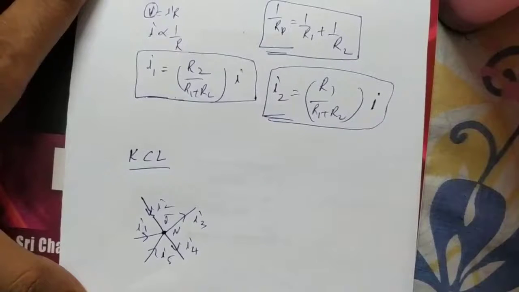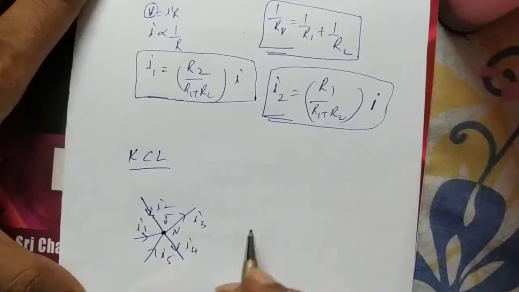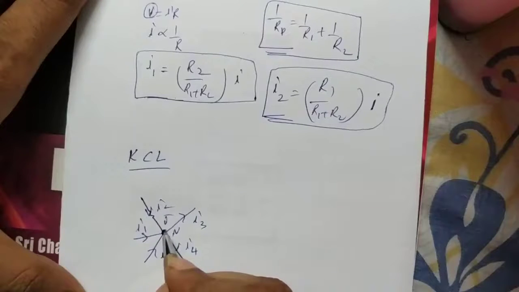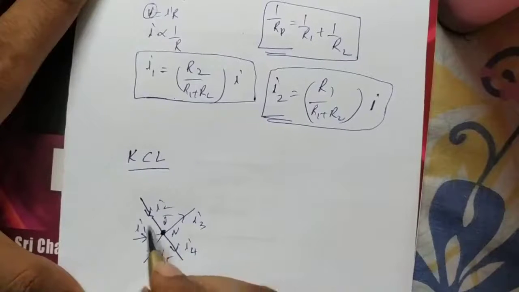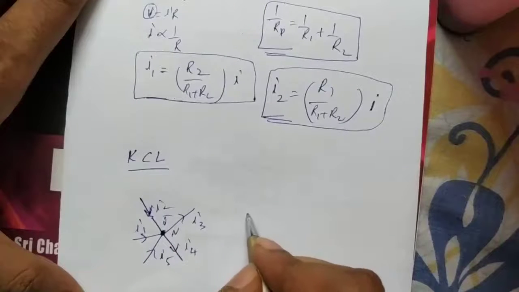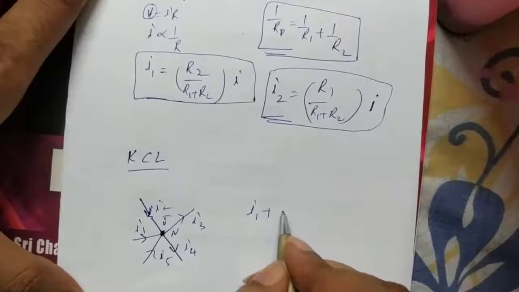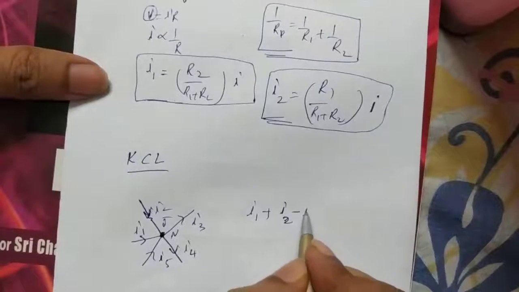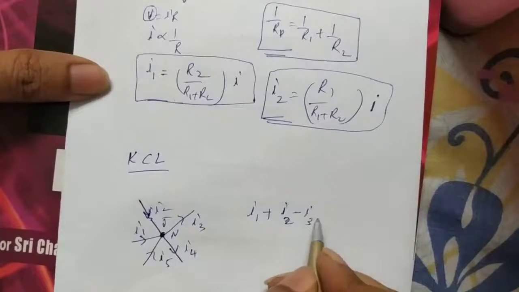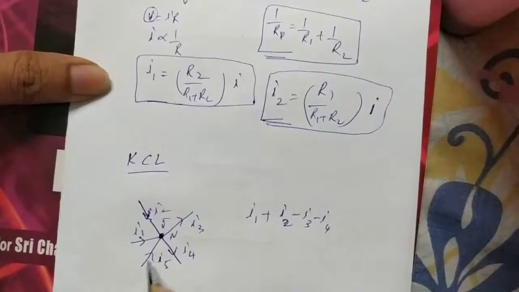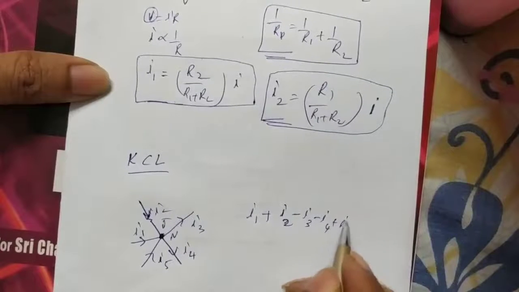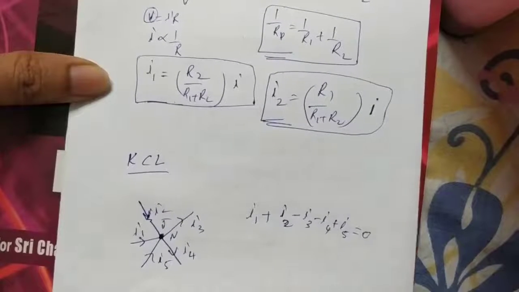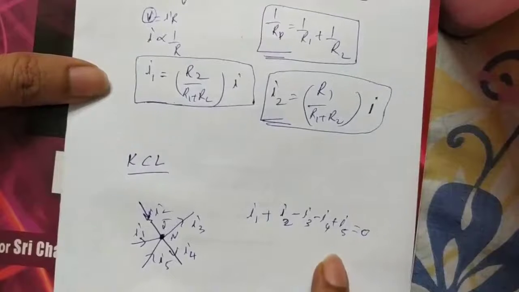According to Kirchhoff's current law, the total amount of current flowing through a junction is 0. Take the currents going inward as positive: I1 plus I2, and those going outside as negative: minus I3, minus I4, and I5 entering, plus I5. This all is equal to 0. The sum of all these currents is equal to 0.